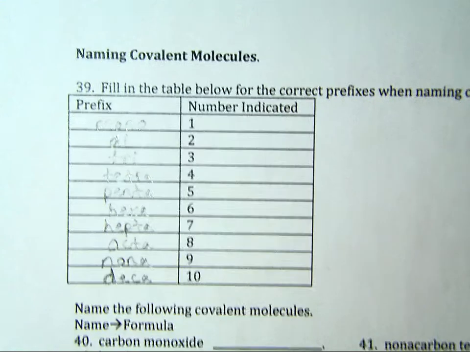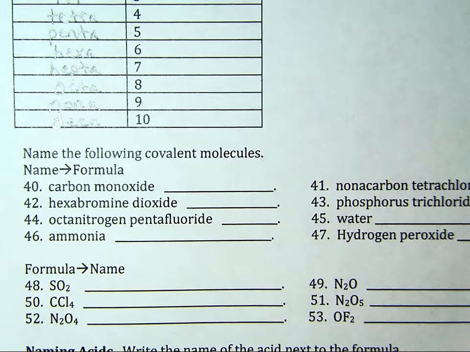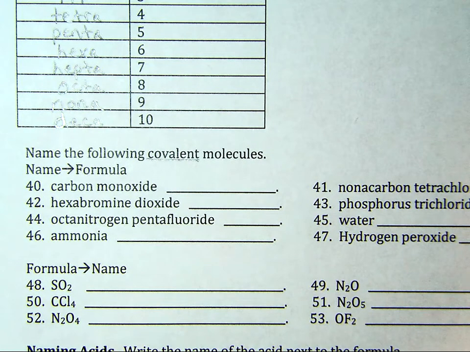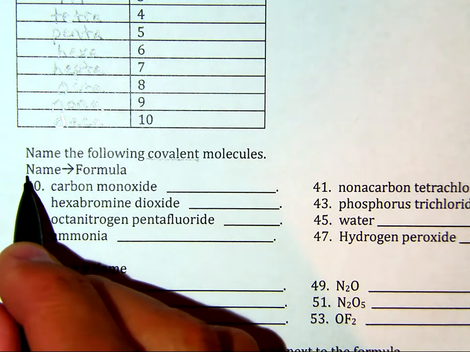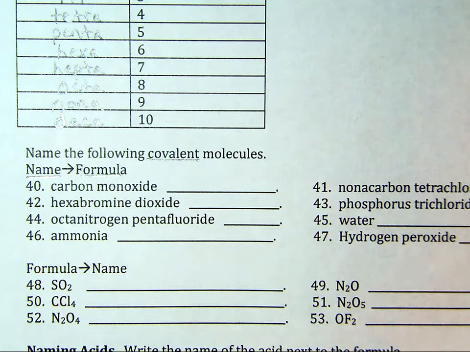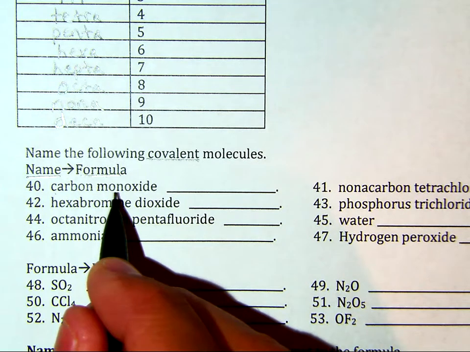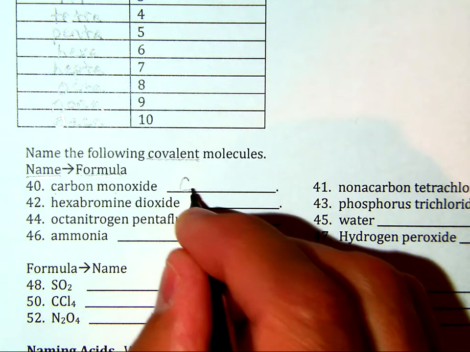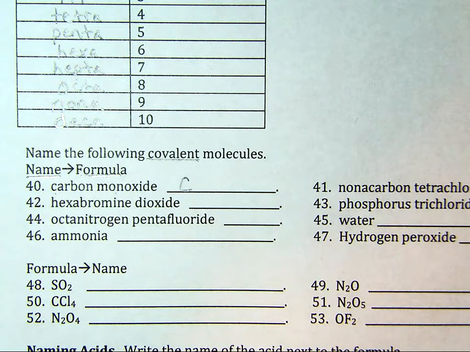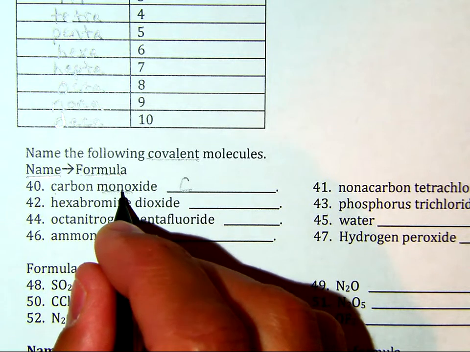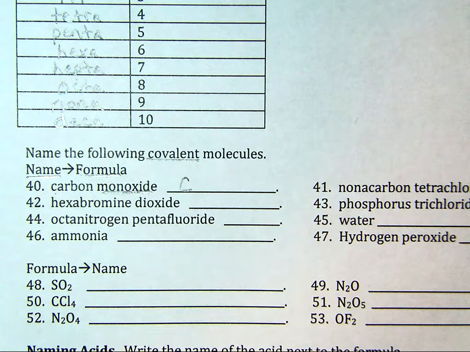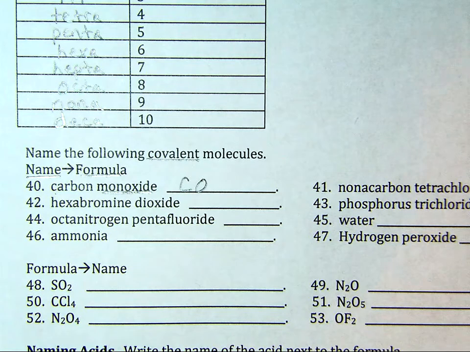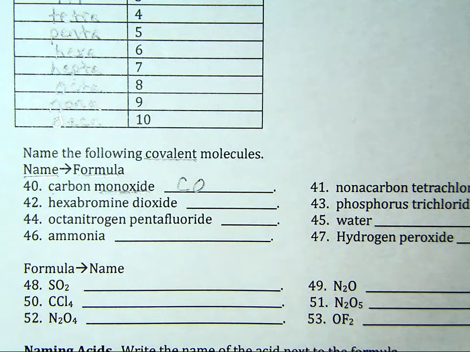Now let's learn how to use those prefixes. So on number 40, it's naming covalent molecules, and they have their own rules. This one I'm giving you the name, and I want you to come up with the formula. So we've got on 40 carbon monoxide. If there's just carbon, we know that's just one atom, so we just write down C. And mono means 1, and oxygen is O, and we just have one of them, so I don't need to write it. It's just CO, carbon monoxide.